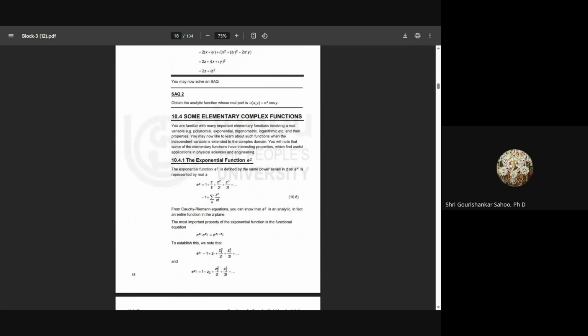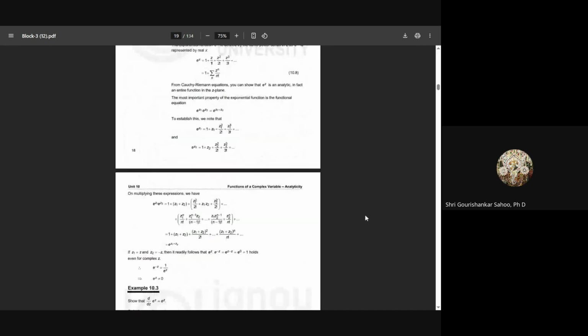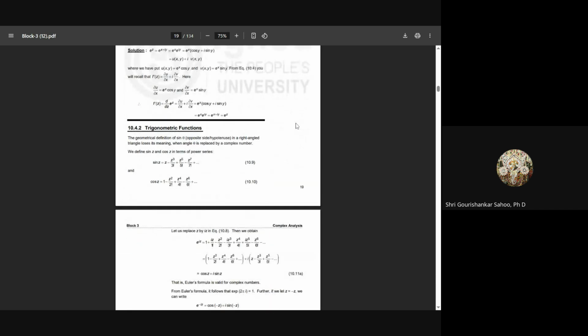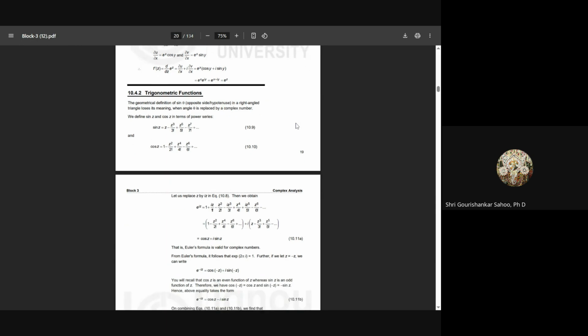Then there are different functions which can be written in a complex form. First is e to the power z, which I have told you earlier. This can be written in a series form: 1 plus z by 1 plus z square by 2 factorial plus z cube by 3 factorial, and so on and so forth. So this is the representation for your exponential function.